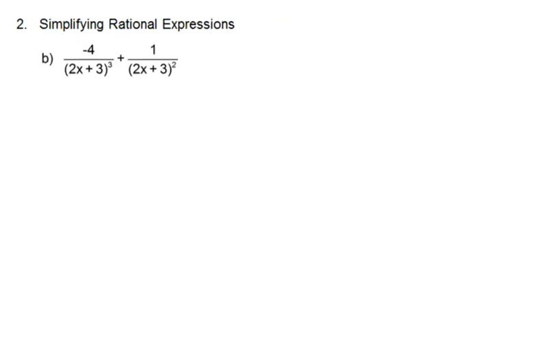Okay, next, B. Okay, we have our denominators here for each of these fractions. It looks very similar. We have quantity 2x plus 3 cubed, and then quantity 2x plus 3 squared. So what is our common denominator going to be? Well, our common denominator is going to be the higher powered denominator, this one here. So it's going to be quantity 2x plus 3 cubed.